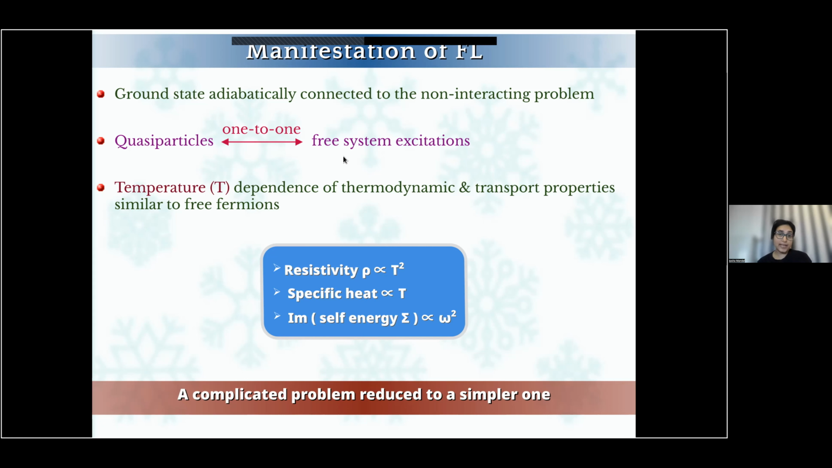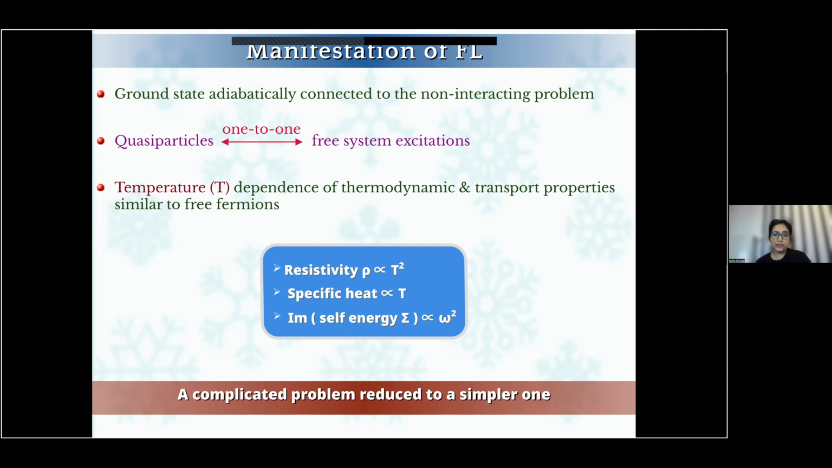Finally, if we theoretically compute by using this Fermi liquid theory, or experimentally observe the temperature dependence of various thermodynamic and transport properties, then these also turn out to be very much similar to those of free fermions. For example, the resistivity rho goes as T squared, the specific heat is linear in T, and then the imaginary part of the self-energy sigma, which includes all the correlations of the system, goes as energy omega squared.